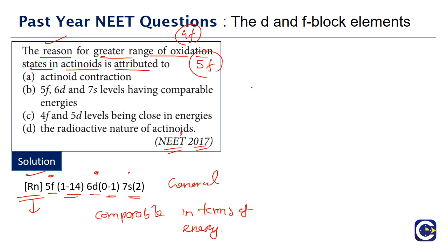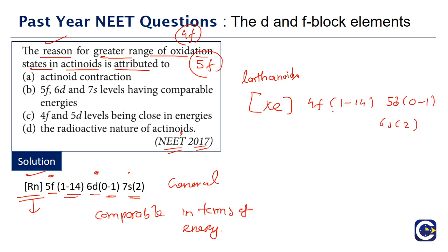If you look at the lanthanoids, in case of lanthanoids, this would not be possible. So what is the general arrangement of lanthanoids? Xenon 4f 1 to 14, 5d 0 or 1 and 6s2. This is the general arrangement of the lanthanoids.